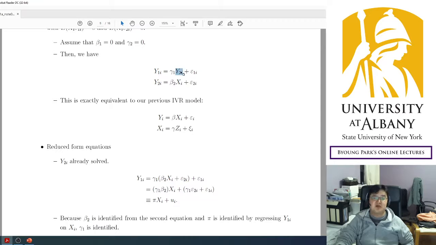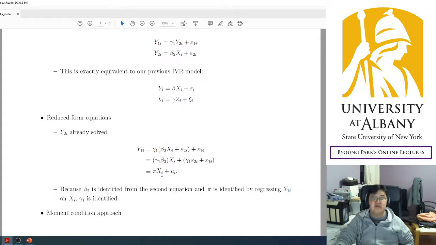The problem here is y1 is determined by another endogenous variable. So replace the endogenous variable by its function of the exogenous variable. Replace y2 by this, and then you have another function of x plus error term. So pi is gamma 1 times beta 2, and because you identify beta 2 and pi, and you only need two parameters to identify, it's easy. Beta 2 is identified from this equation, and pi is gamma 1 times beta 2. So pi divided by beta 2 equals gamma 1, which is simple.